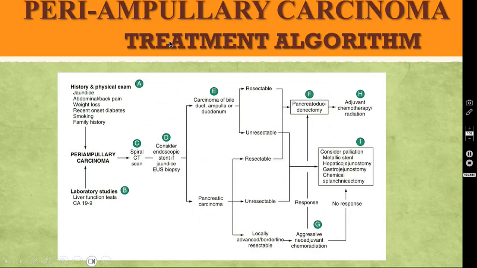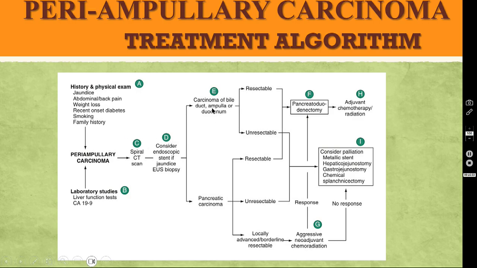So this is the treatment algorithm. See, peri-ampullary carcinoma. What is the history? Abdominal and back pain, laboratory studies, liver function, CA 19-9. You have to do spiral CT. Consider endoscopic stent if jaundice, and EUS biopsy. But nowadays, pre-op endoscopic stent we are not using routinely because of increased incidence of infection. We are not doing any stenting.